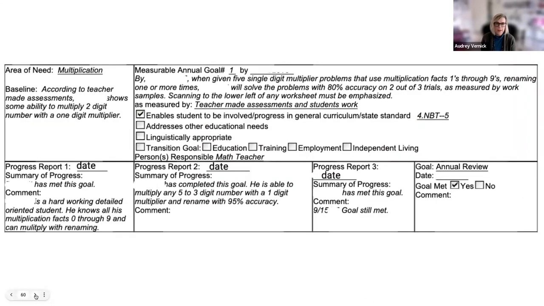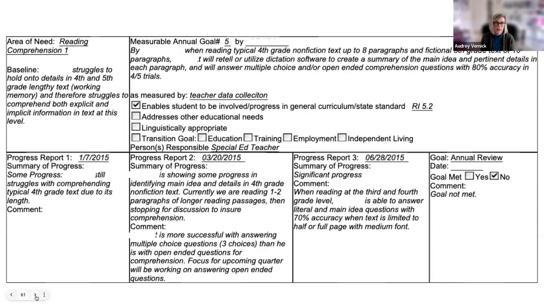Here's a couple of examples of progress. So the goal was that he will solve the problems with 80% accuracy in 2 out of 3 trials. The first one was he is a hardworking, detail-oriented student and he knows all his multiplication facts. So that doesn't really address the goal as written. Then they say he had completed the goal, which is great, but I don't really know how he got from there to there. So, I found that reporting a little odd.